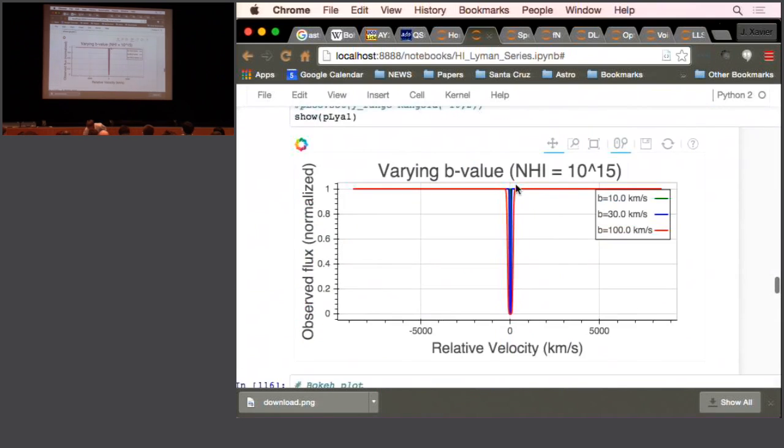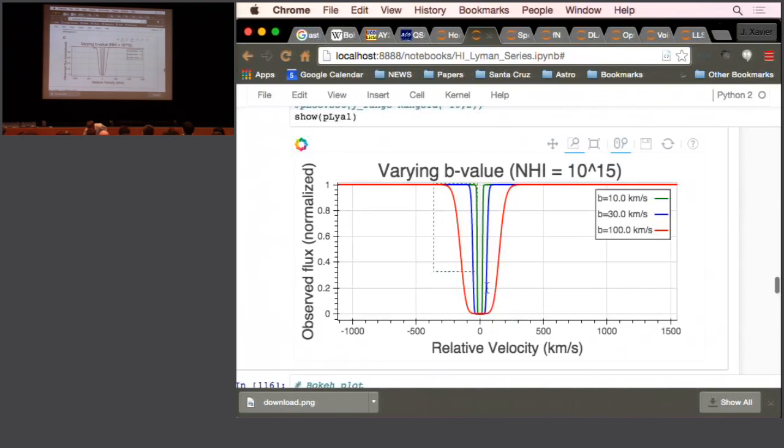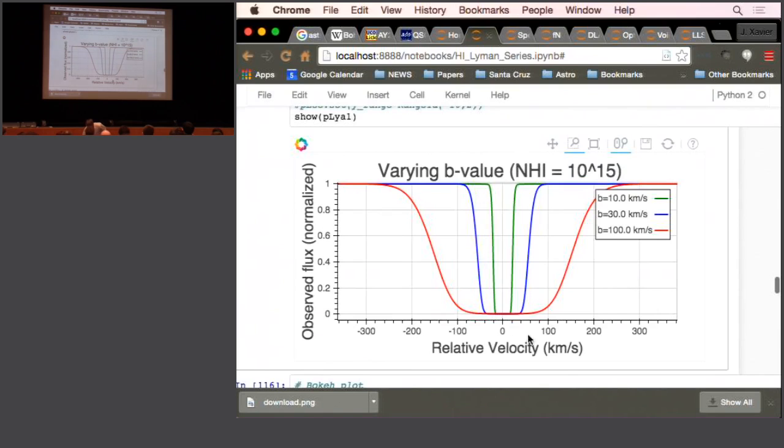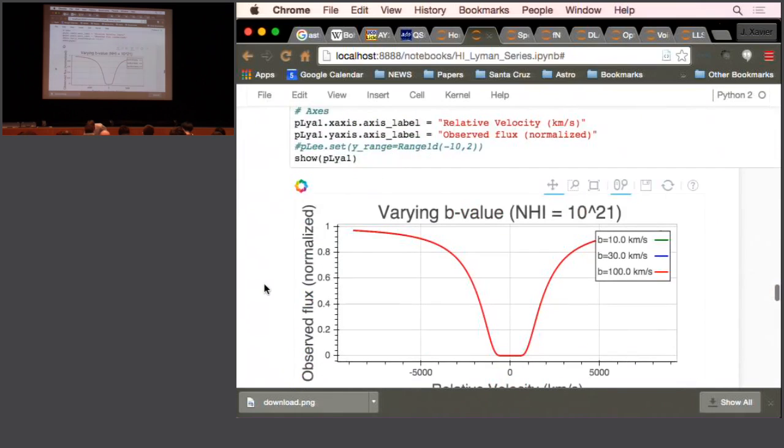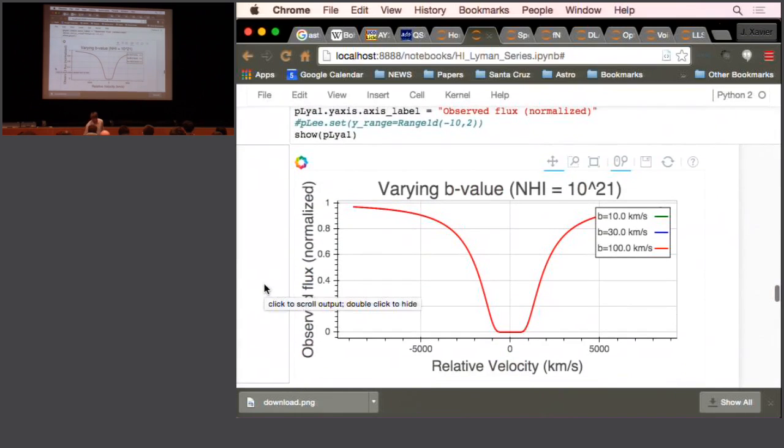And vary the B value. Not surprisingly, you just see broader and broader features as you go to higher and higher Doppler values. And varying the B value for the case of the damping wings, you see no effect. Those are three profiles right on top of each other. All of the broadening is within the core of the line, and you're not sensitive to that whatsoever when you are dominated by the Lorentzian wings.